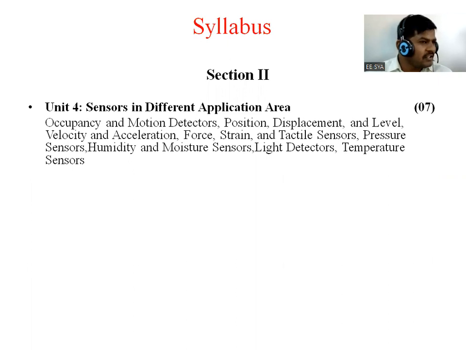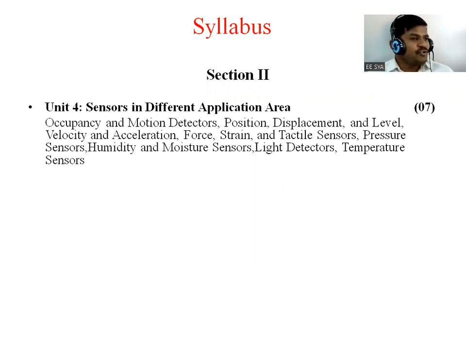So these are the applications. Motion detection: I want to detect motion. It is my application, and I want to use a sensor here. So it is one type of application, a sensor in a different application area. To detect the motion, I want to use a sensor like a motion sensor. On which principle will it work? We will discuss that in detail.